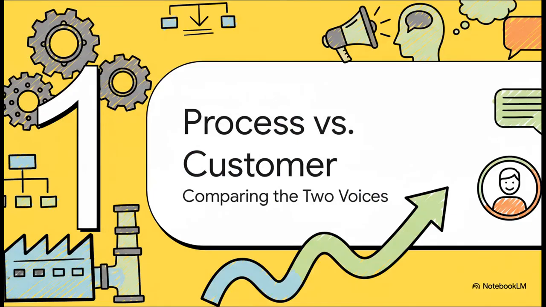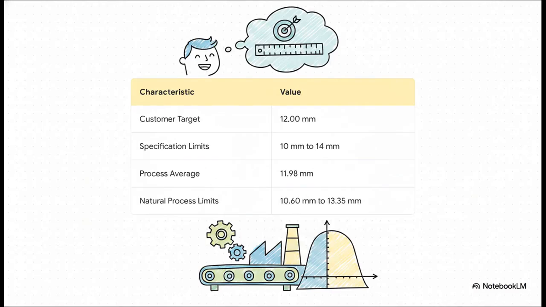And to figure that out, we have to listen to two very different voices. First, you have the voice of the process. That's the data, what the process is actually doing, what it's capable of. And then you have the voice of the customer. That's what they're asking for, what they need from you. And this table here is perfect. It puts those two voices right next to each other so we can compare.